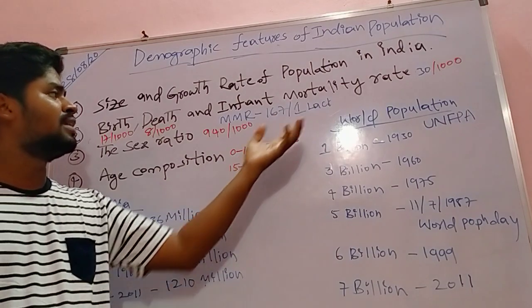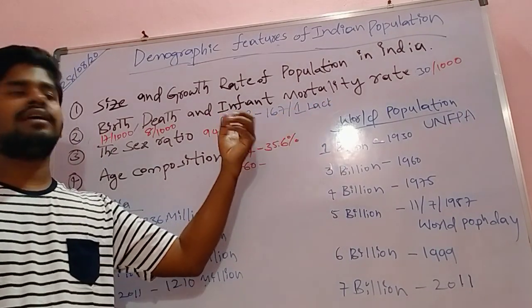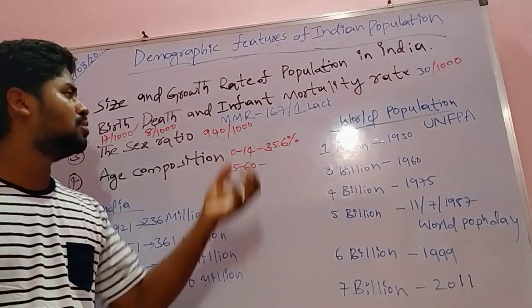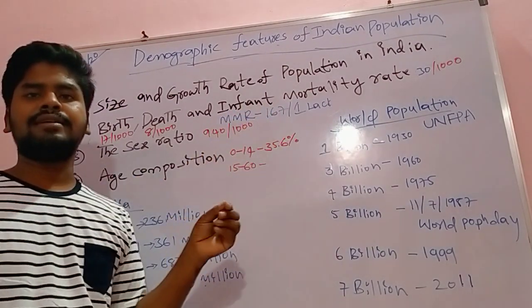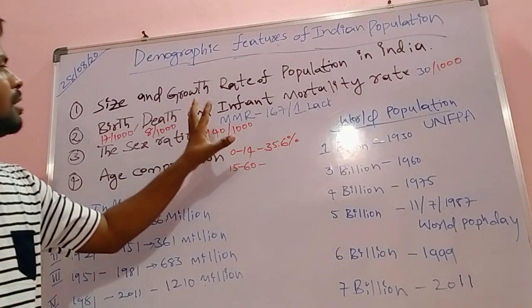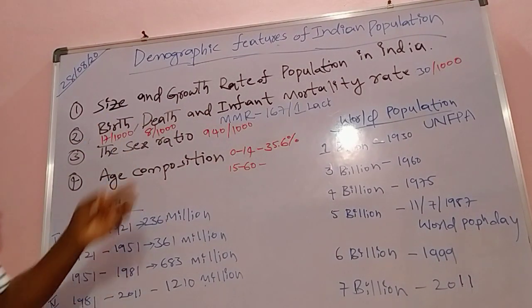Okay, for every 1 lakh deliveries, how many women are going to die? That is the maternity mortality rate, which is 167. Right, so these are the basic features of the Indian population.